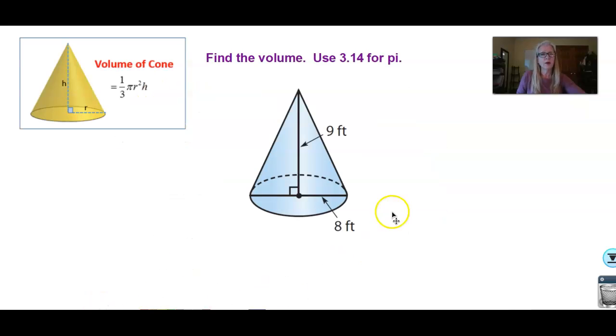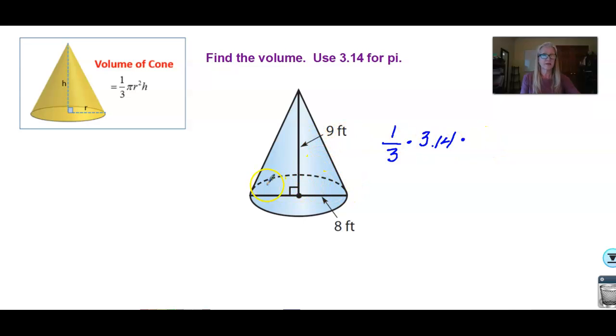All right, so one way we're going to ask you to use the formula is we're going to ask you to use 3.14 for pi, okay? Well, let me do this as an example here. If we were going to solve this problem, we use the 1/3, then we multiply that times pi. We've told you to use 3.14 this time, so we'll put 3.14 in there, times the radius squared.